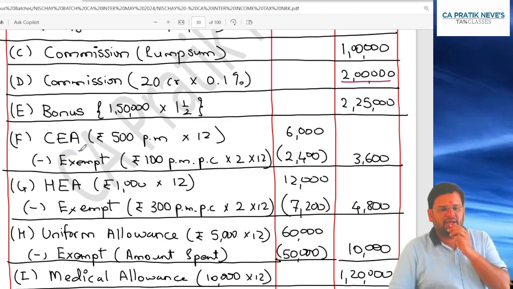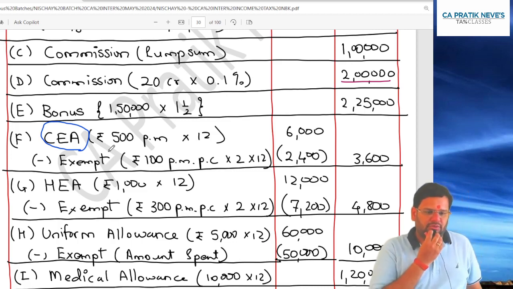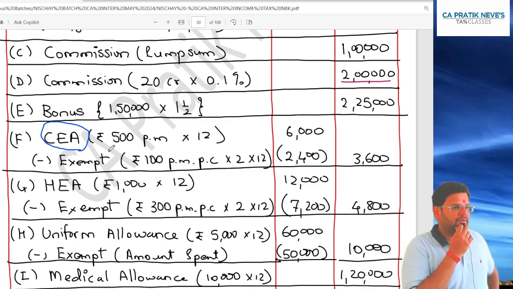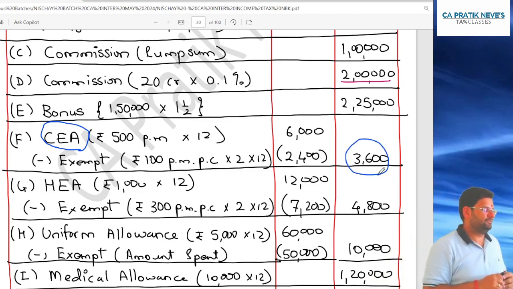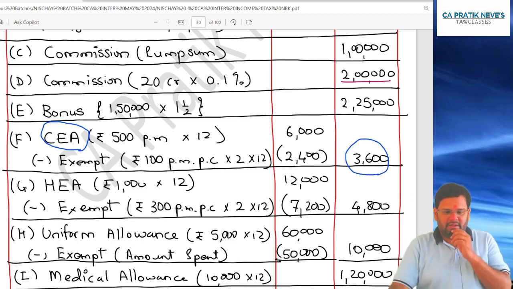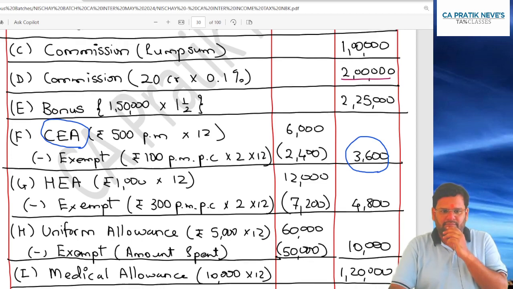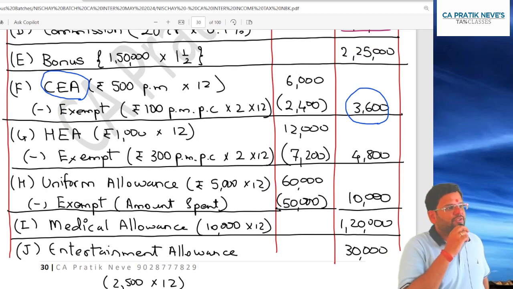Next, children education allowance. Write full form if possible. Take figure received in the first column. Figure received is 500 into 12, 6,000. And you are in old regime, so let's exempt 100 per month into 12 into 2 children, 2,400. Take taxable figure in second column. Have you all reached till children education allowance? Who is on to which point?